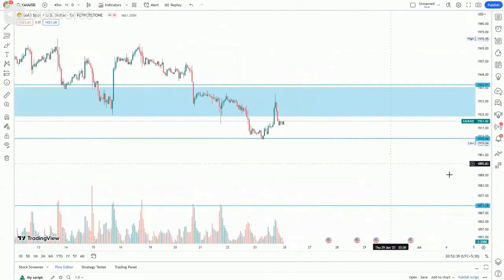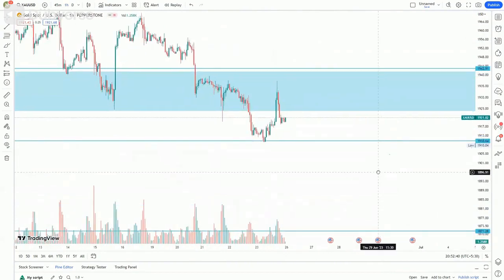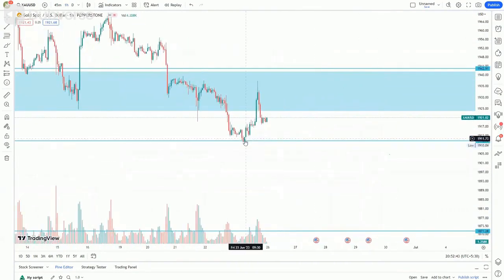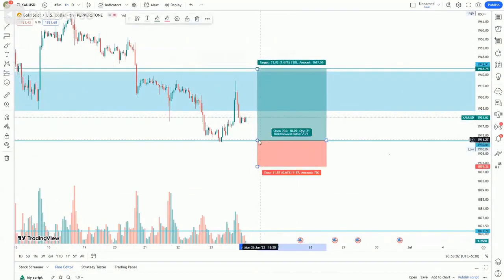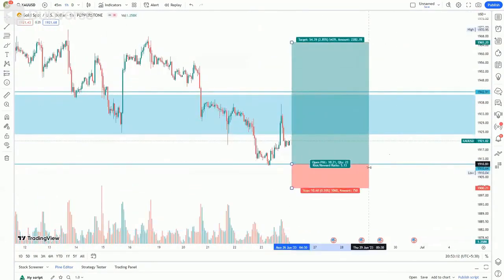And again, I will tell you that we still have a support of 1910 at the Fibonacci level. So I personally will take a trade from 1910. And I will tell you all to trade again and again.